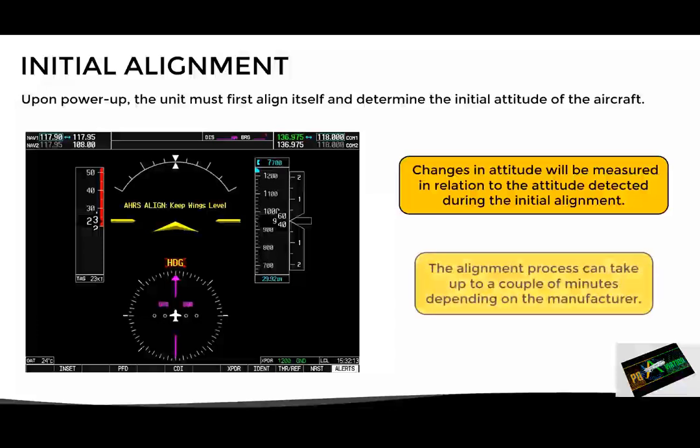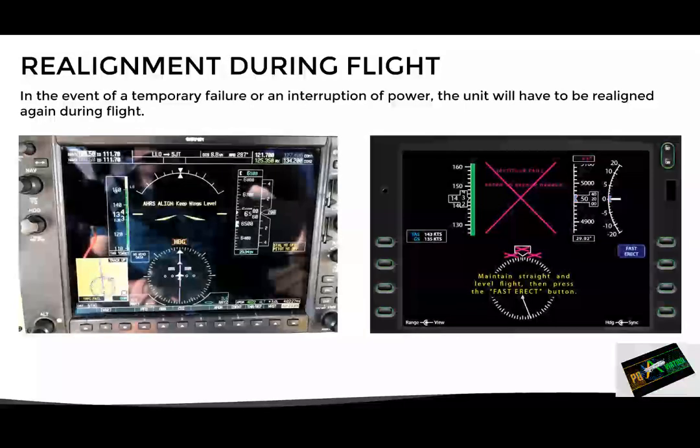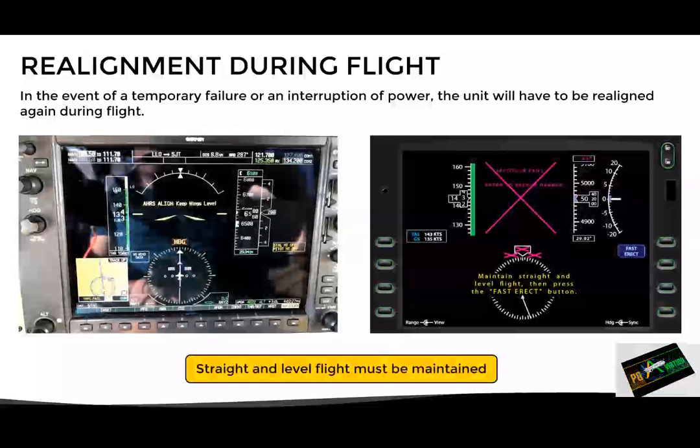However, it can take up to a couple of minutes depending on the manufacturer of the AHRS system. An important consideration during this initial alignment is that the aircraft must remain stationary on a level surface so that the initial reference attitude is as accurate as possible. Now, this alignment is required only upon power-up. However, if there is a problem with the unit during flight, a realignment may be required. In this case, the aircraft must remain in straight and level flight at constant speed and follow the instructions of the manufacturer for the realignment.